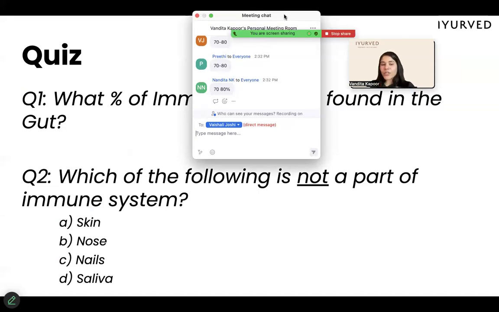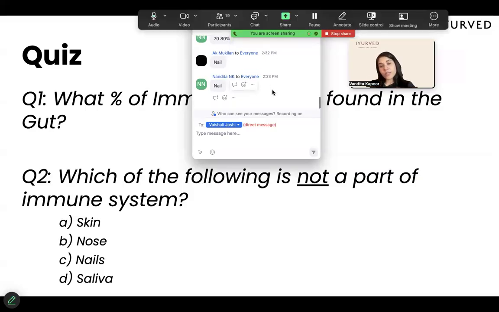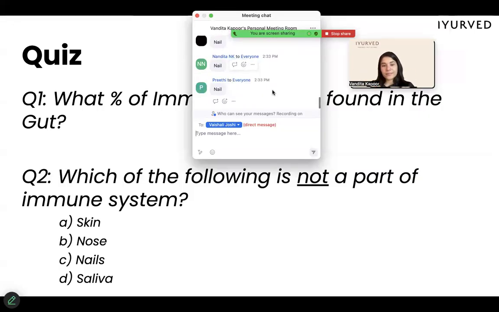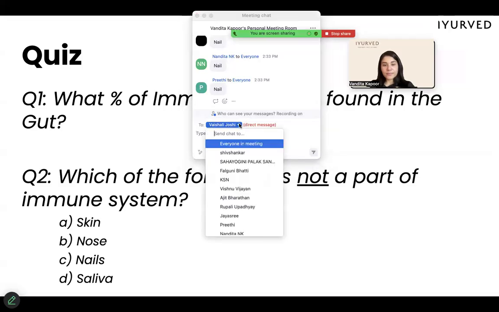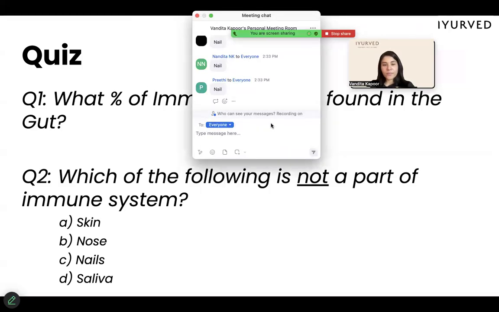My second question to you is, which of the following is not a part of the immune system? Out of these four options: skin, nose, nails, saliva. Which one of these is not a part of your immune system? Yes, it is the nails.